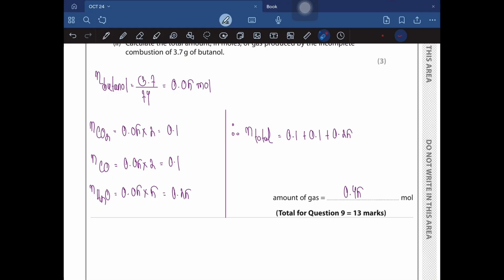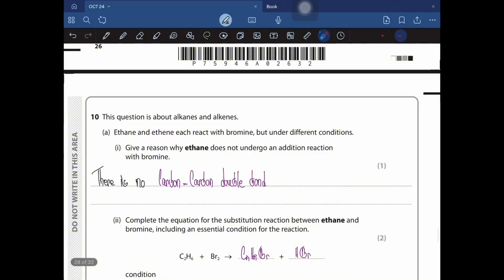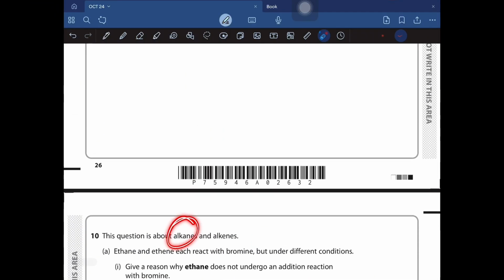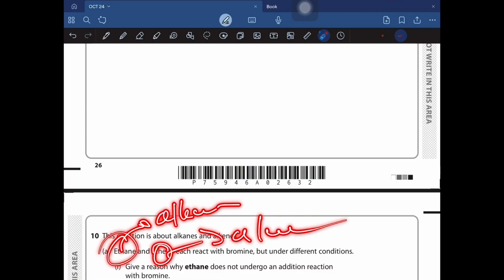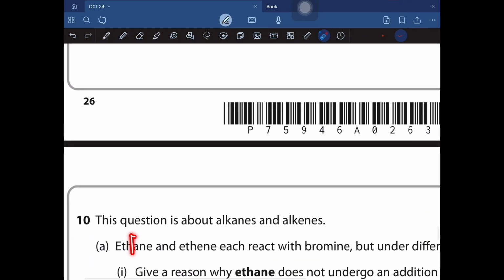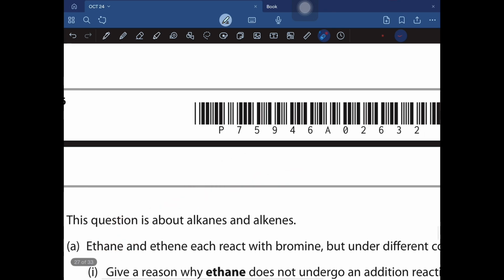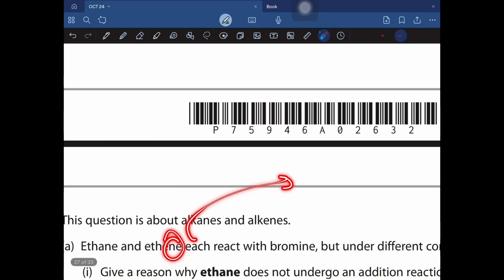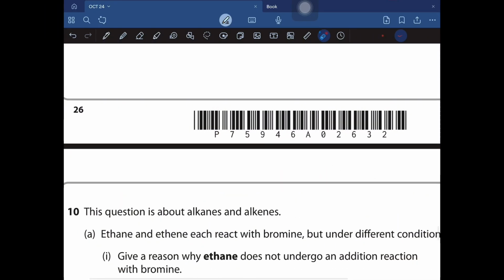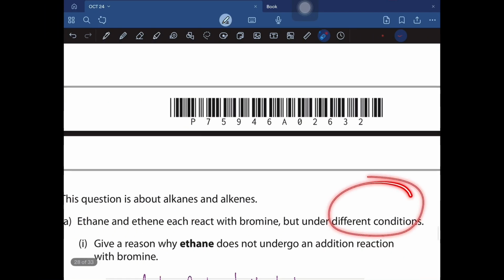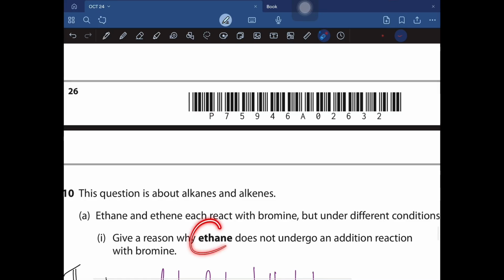All right, so moving on to the next part of the question. This question is about alkanes and alkenes, ethane and ethene. This is an alkane and this is an alkene. How did I understand it from the name? ANE is the suffix of alkanes, and ENE is the suffix of alkenes. Ethene reacts with bromine, but under different conditions. Give a reason why ethane does not undergo an addition reaction.